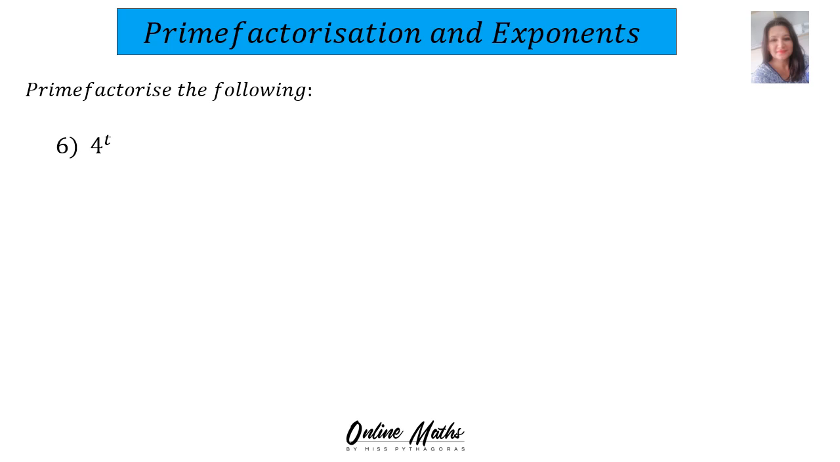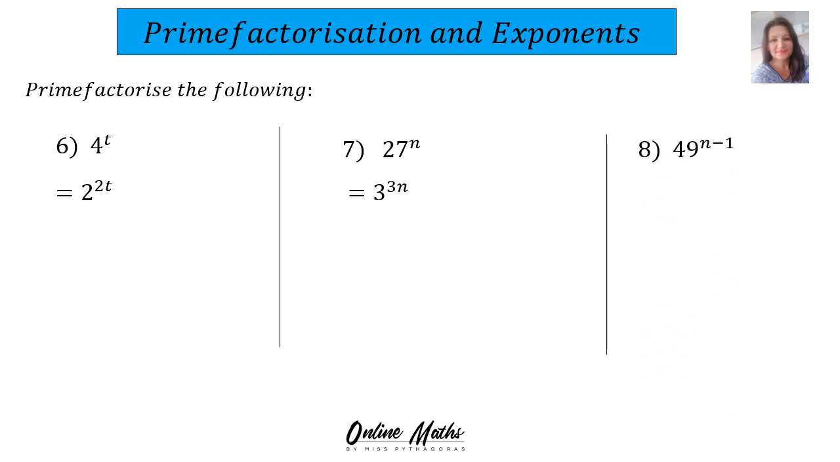Are you with me? 4 to the t can be written as 2 to the 2t. 27 to the n is the same as 3 to the 3n. 49 raised to the power n minus 1. So what you will have to do there is, first of all, 49 inside a bracket is 7 squared. And then remember, bracket means multiplication. So now you will take the 2 and multiply it in. So it becomes 7 to the 2n minus 2.